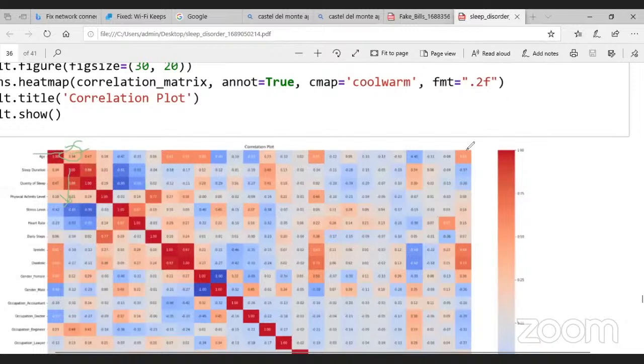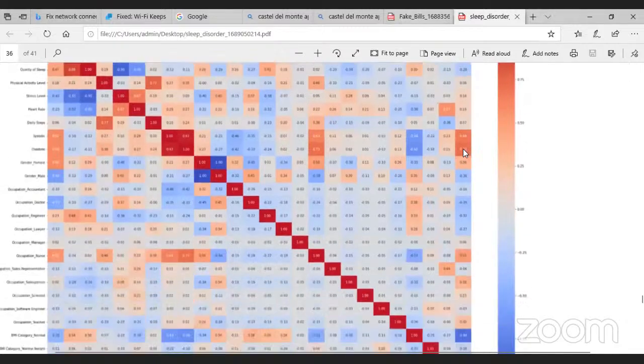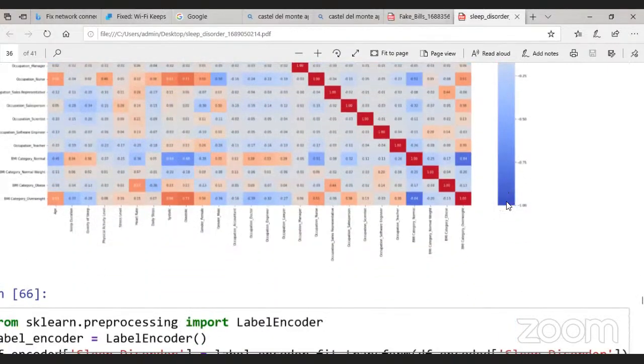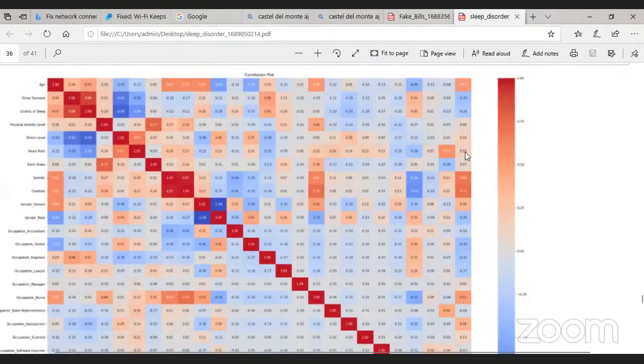Let's understand. Whenever there is a high correlation, it will be shown by the color coding. The brighter it is, the more towards redness, the more correlation, and if there is less correlation, it will go towards the blue side. That's how. So you can understand, right?